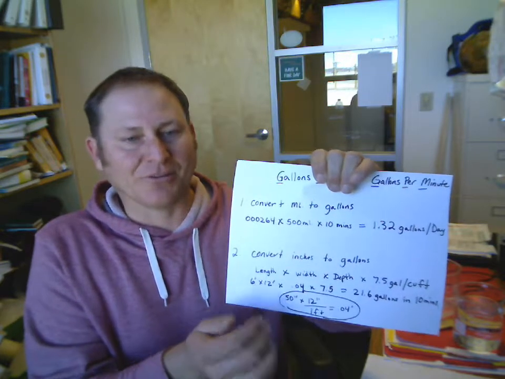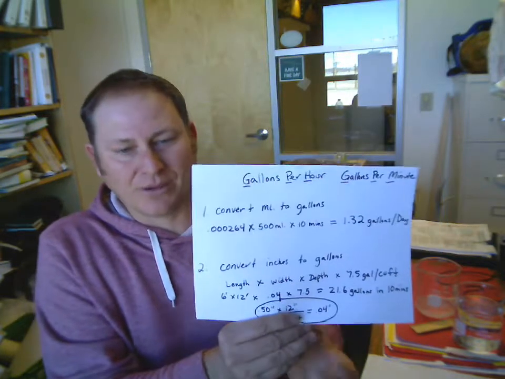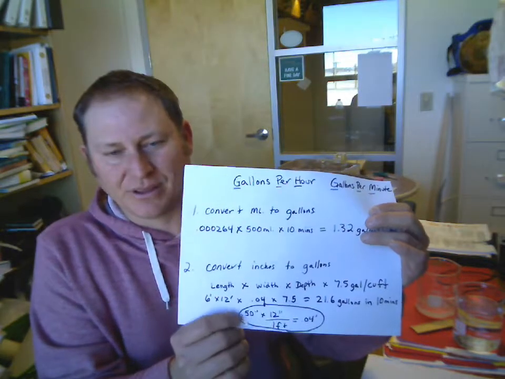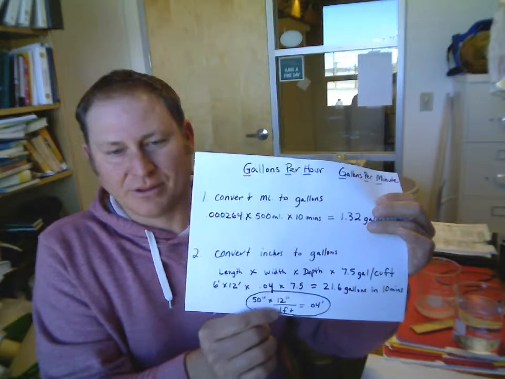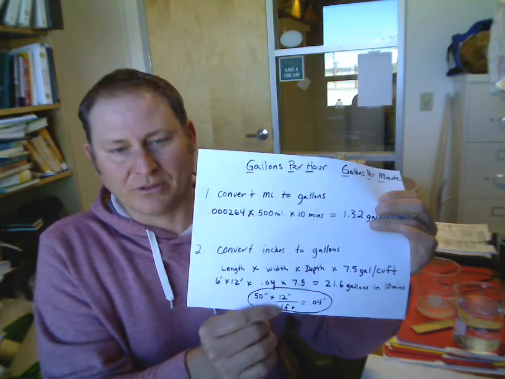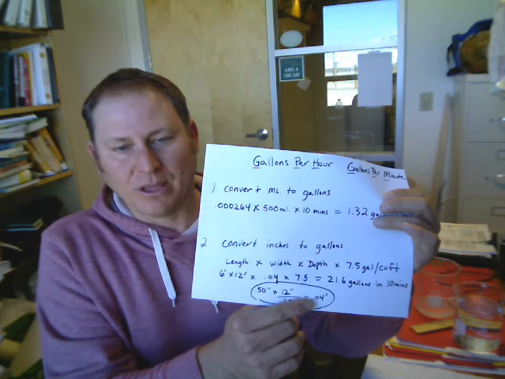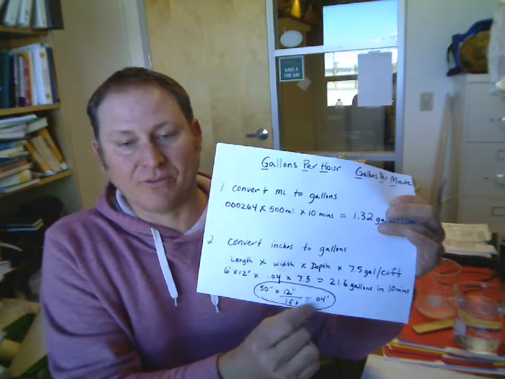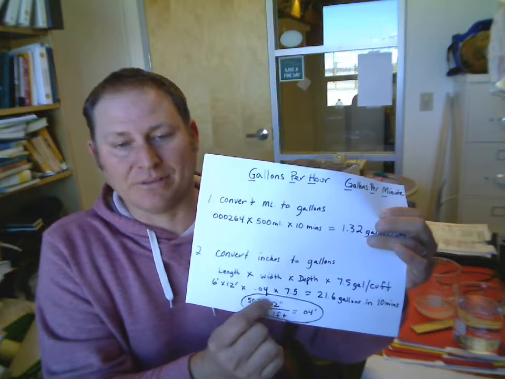However, we're talking about a fraction of an inch. And so the way to do that is circled here at the bottom. There's a 1/2 inch times 12 divided by 1 foot. So you get 0.04. So in this length times width times depth times 7.5, you add 0.04 into this.